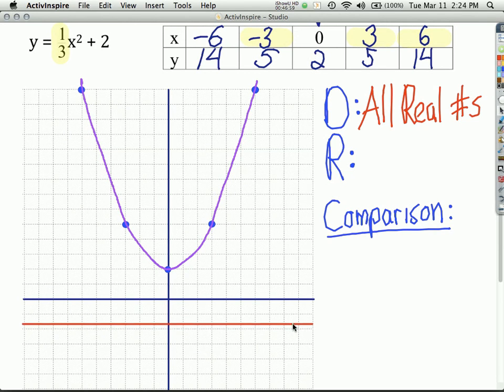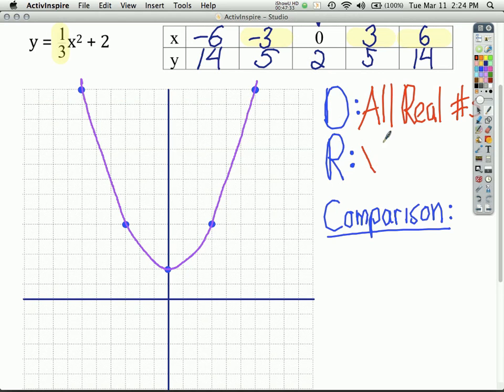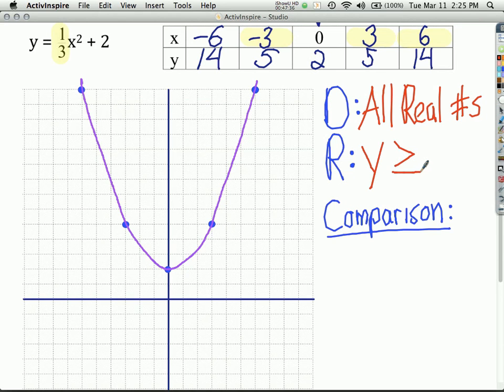What if I move this here? Is that part of the range? No, it's not on the graph anywhere. What is the first point that is on the graph? Dalton? 2. So the 2 is the minimum. From there, all of these y values are used. So every number above 2, every number up here is used. It's the numbers below 2 that are not. So here's how we write a range. We say the y's are greater than or equal to 2.